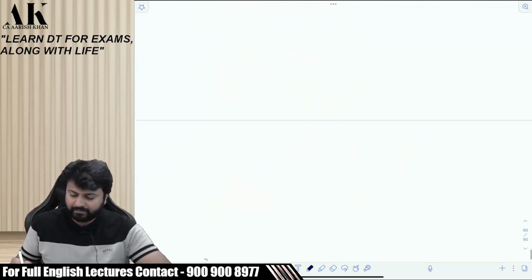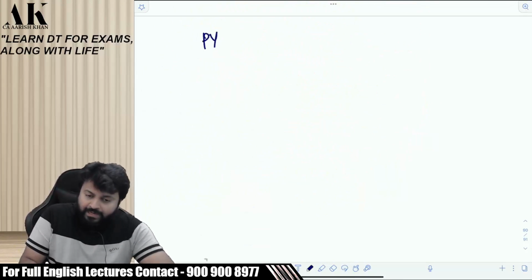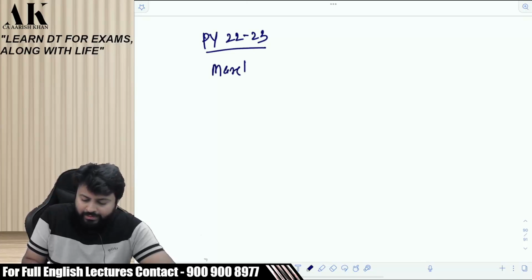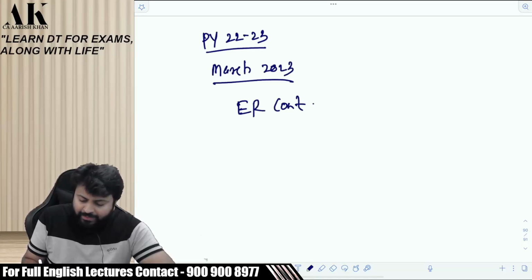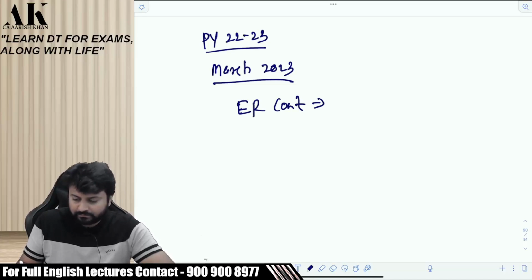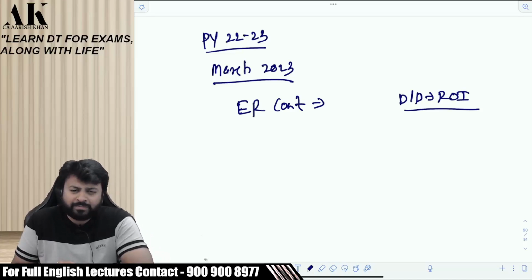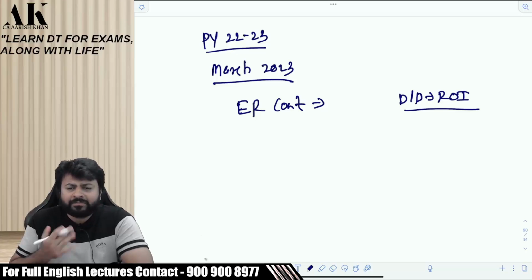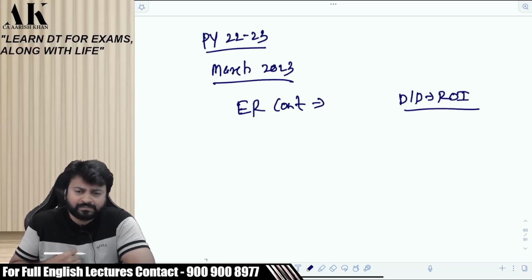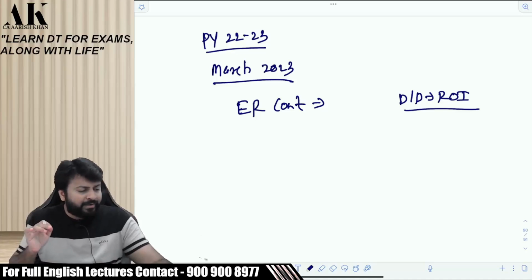So please help me. Previous year 22-23, March 2023, employer contribution. Till when I will pay to, then it is fine? Due date of return of income. What is the due date of return of income? July for some people, September, October for some people, right? And even November for some people for transfer pricing assessees. That we'll see in the chapter of return filing later on.